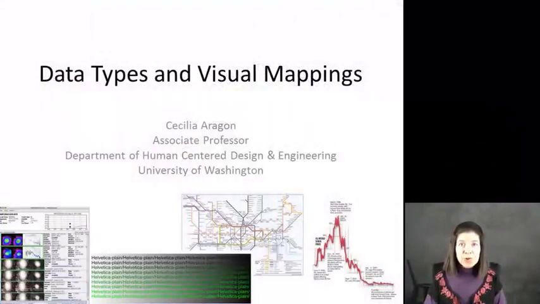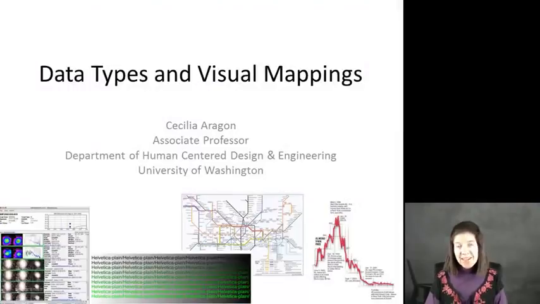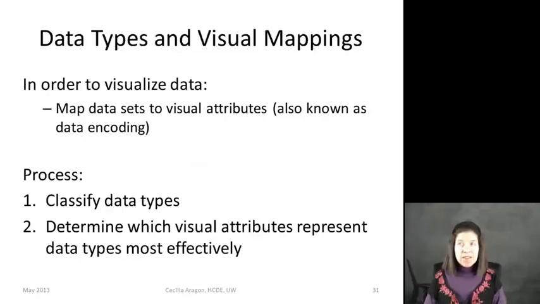In this lecture, we're going to talk about the heart of information visualization, data types and visual mappings. The central problem in order to visualize data is quite simple. We need to map data sets to visual attributes. This is also known as data encoding. And the process can be described in a very straightforward manner. One, you classify your data types, and two, you determine which visual attributes represent data types most effectively.